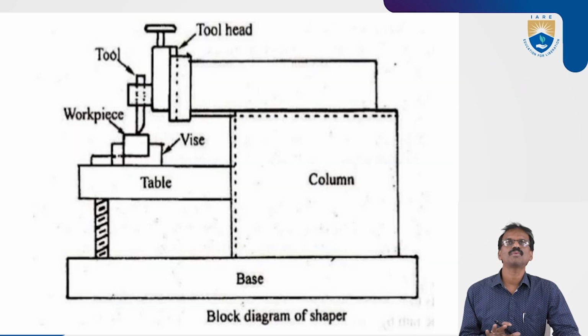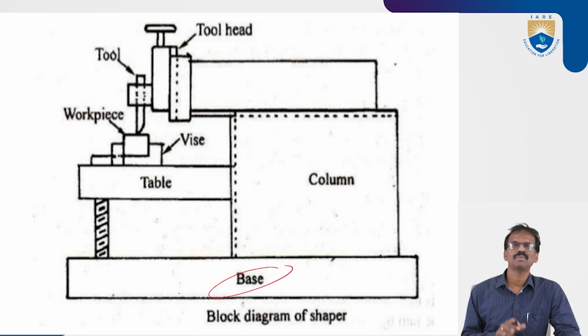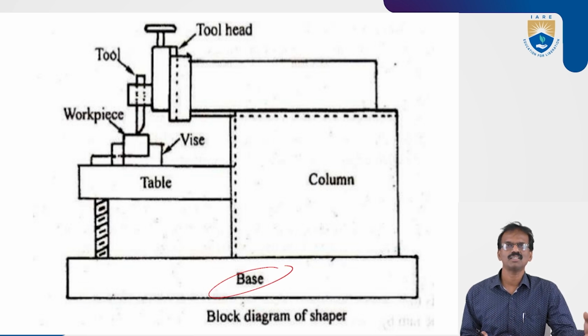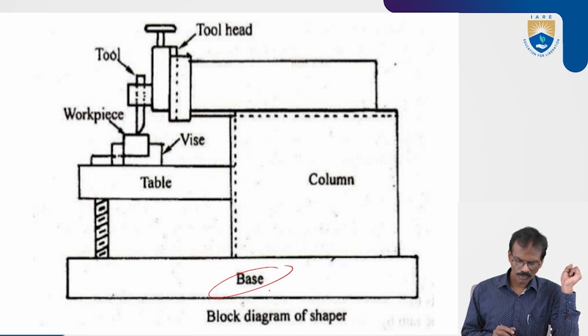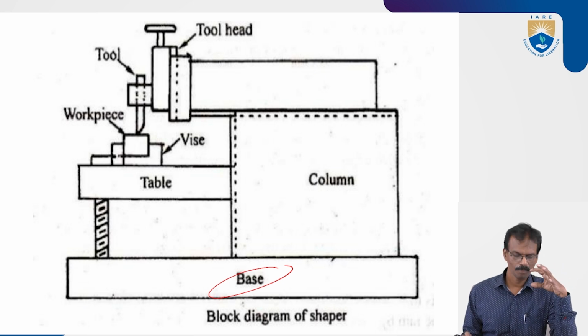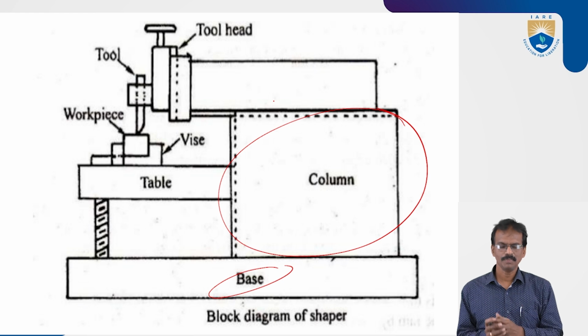This is the block diagram of a shaping machine. You know that this is the base. It is made of cast iron. We know that cast iron is a very brittle, hard material, so it can withstand all the vibrations which occur in the machining process. So this is the base. On the base, the remaining parts are accommodated or fixed in position. This is the hollow rectangular column.